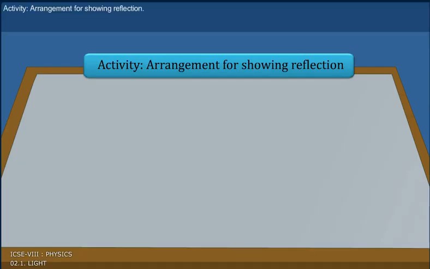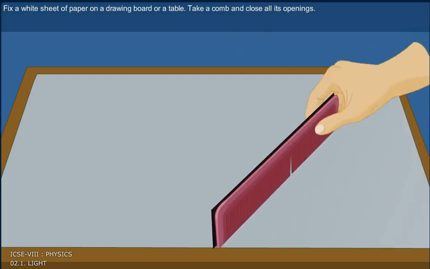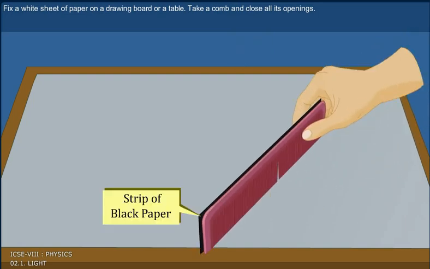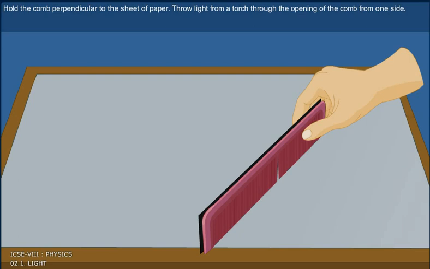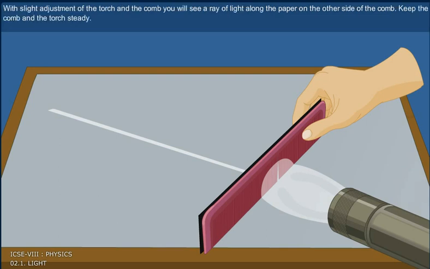Activity. Arrangement for showing reflection. Fix a white sheet of paper on a drawing board or a table. Take a comb and close all its openings. Hold the comb perpendicular to the sheet of paper. Throw light from a torch through the opening of the comb from one side. With slight adjustment of the torch and the comb, you will see a ray of light along the paper on the other side of the comb. Keep the comb and the torch steady.